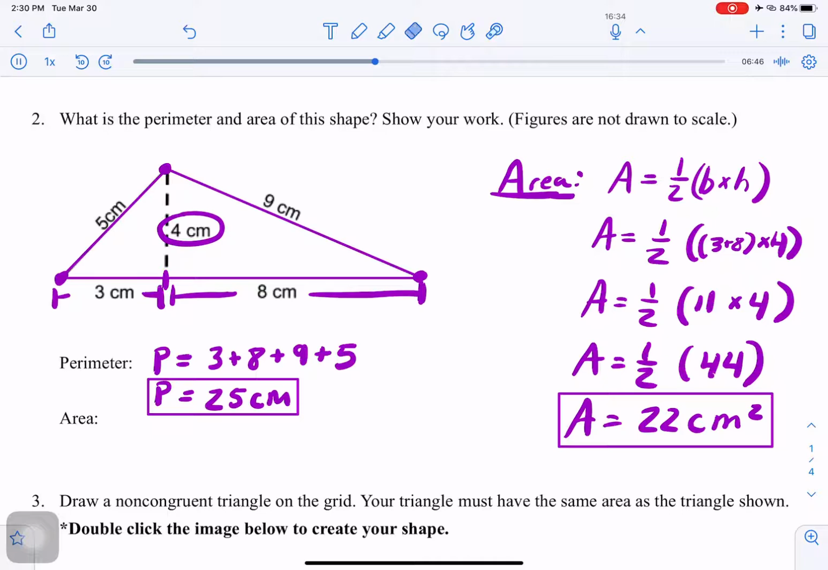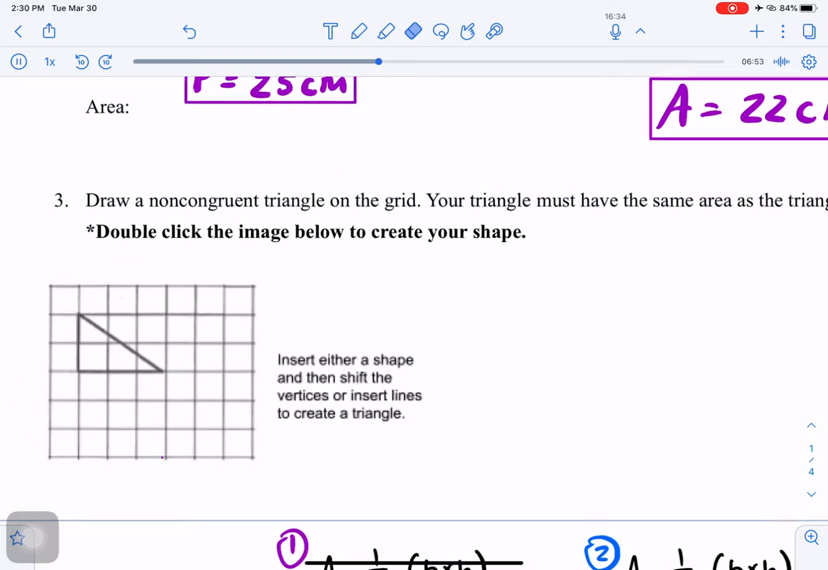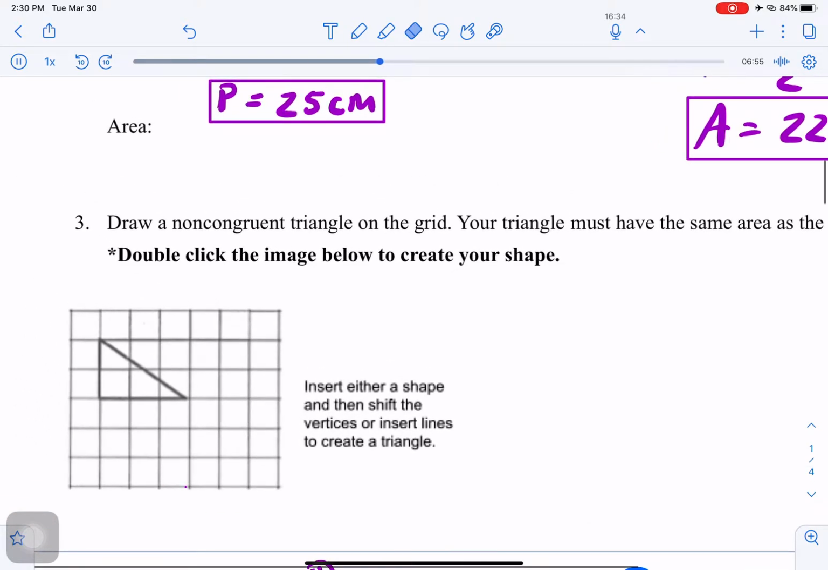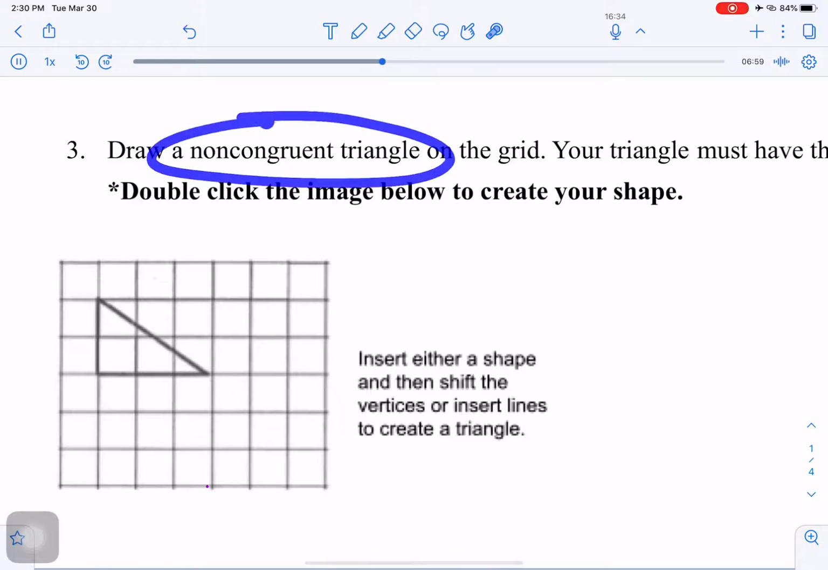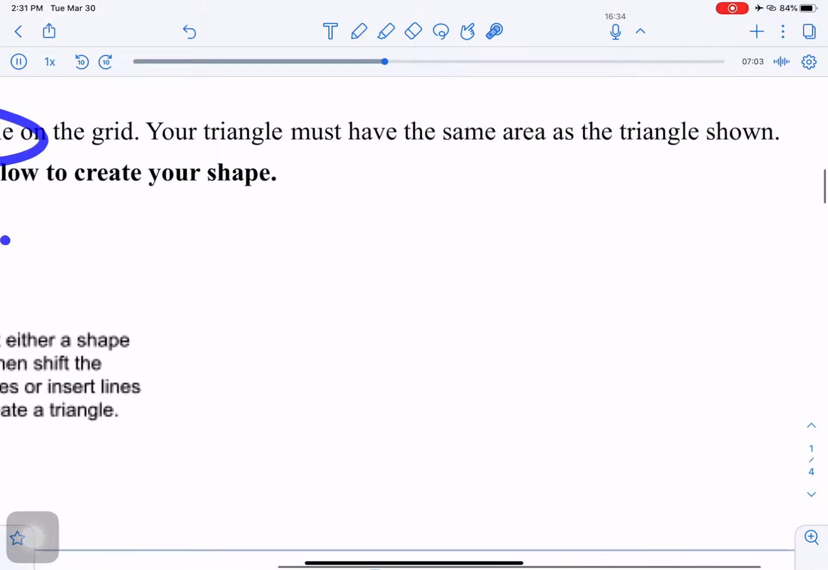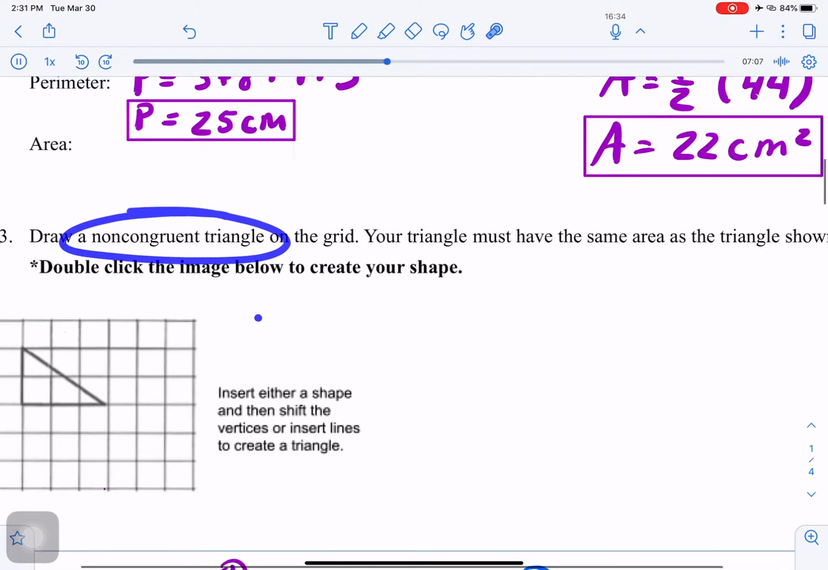So that's very similar to number 4, which we'll see in a second. But first, we're going to go ahead and work on number 3. Number 3 says we want to draw a non-congruent triangle on the grid. We know congruent means identical or the same. And we also know that non-congruent would be the opposite of that. So we have to draw a triangle that does not look the same, but yet still has the same area.